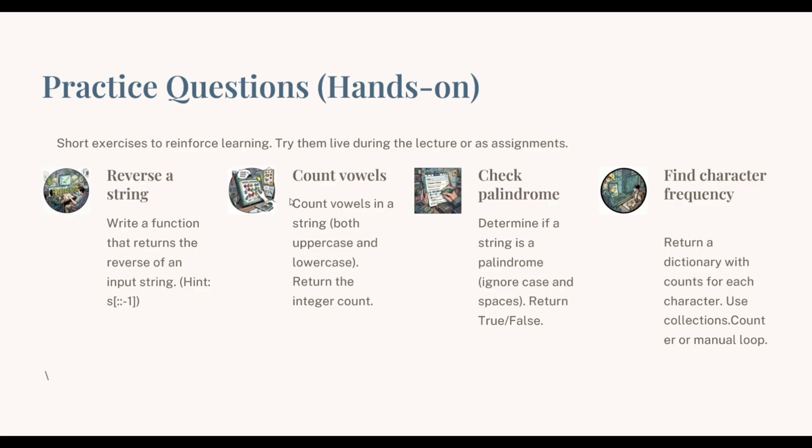And number two, count vowels. Create a program that counts vowels in both uppercase and lowercase text. Do it by yourself. Number three, check palindrome. A palindrome is a string that remains the same when reversed. Like for example, madam. If we reverse it, you will also get madam only. Okay, level. For example, the program should return true or false.